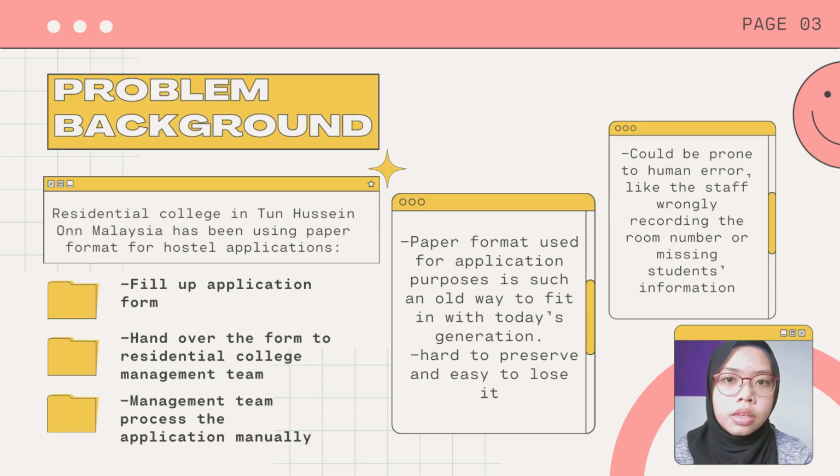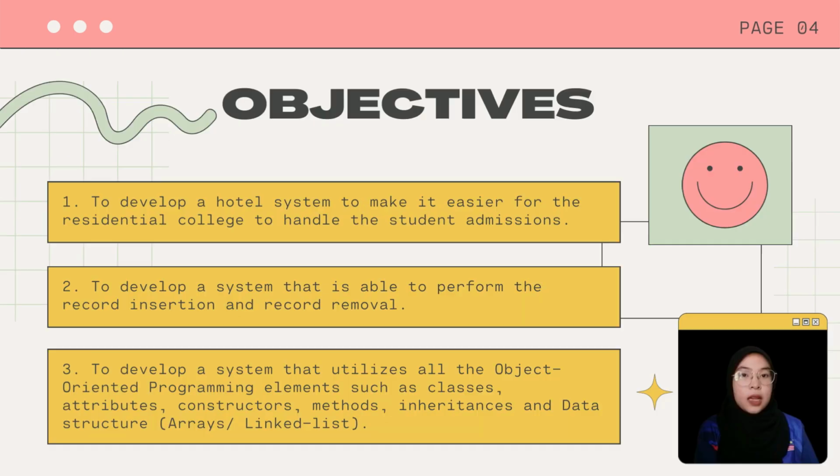Therefore, we are planning to develop a good and reliable system that could help the hostel department to save time, reduce the administrative work, maintain accurate hostel records, and get rid of the bottleneck effect of the traditional method. Students will be able to apply to the hostel room easily using this application. Next slide is about the objectives.